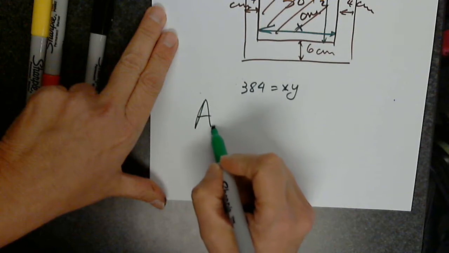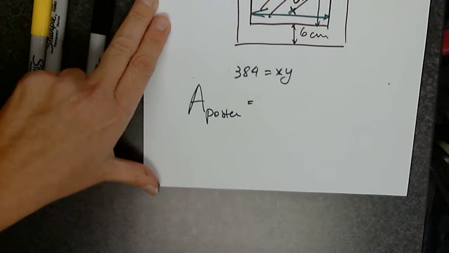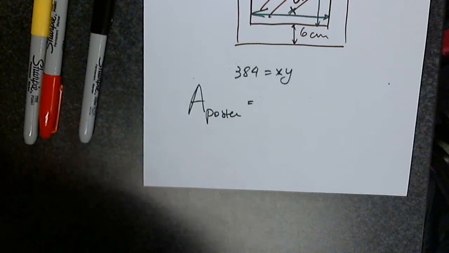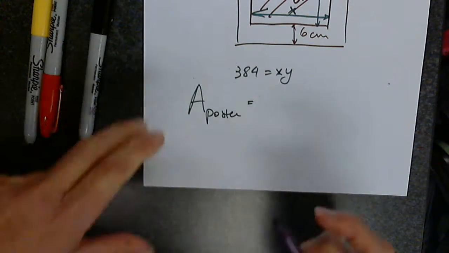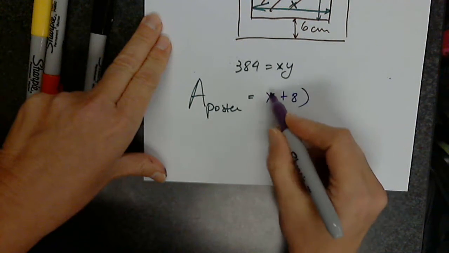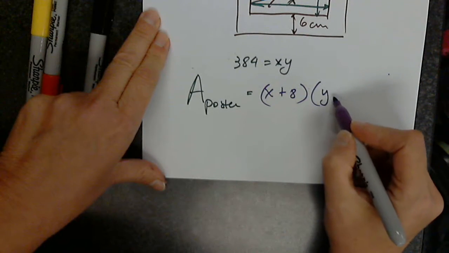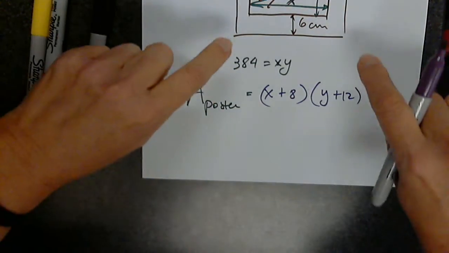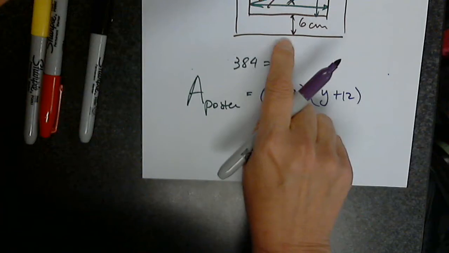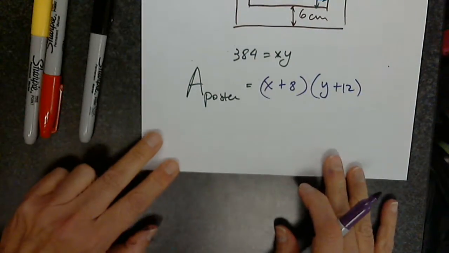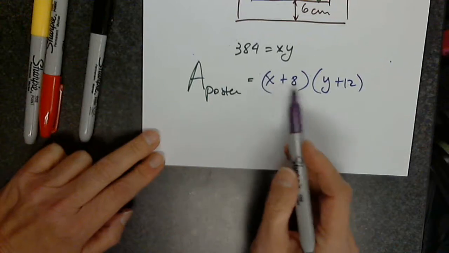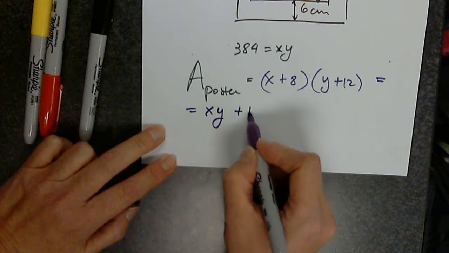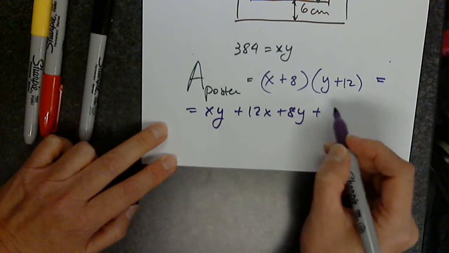Now I want the area of the poster. Can anyone express the area of the poster? Because that's what I'm interested in now. Yeah, the poster is x plus 8 times y plus 12. Do you all agree with this? So this is x plus 8, and this is y plus 12. Okay. Now I'm in trouble in the sense that I can't have two variables in here, right? So when I distribute, I have xy plus 12x plus 8y plus 96.